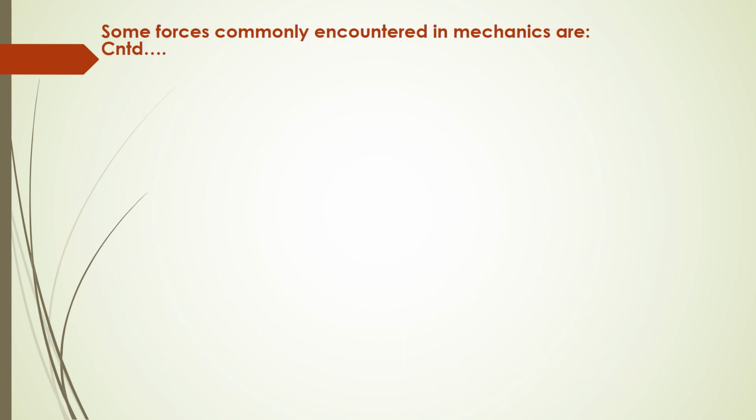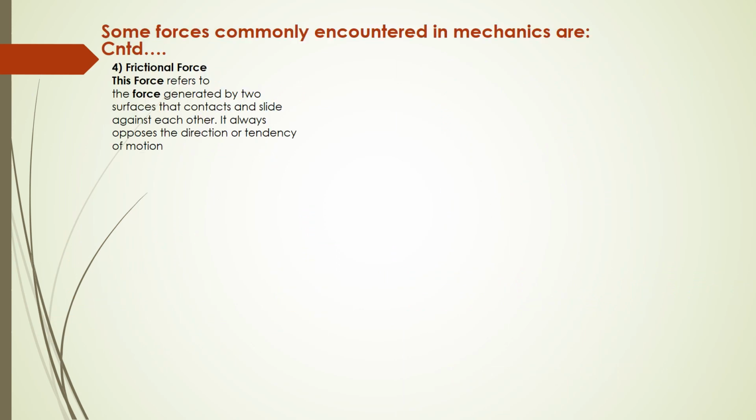All right, our next force is the frictional force, which refers to the force generated by two surfaces that contact each other and slide against each other. Frictional force always opposes the direction or tendency of motion. So if the object is already moving, friction will be in the opposite direction of your motion. If the object is not moving, like the brick on a slanted surface that is not sliding down yet, friction is opposite the tendency of motion, which would be the direction it would go if there was no friction. And then the friction would point in the opposite direction.